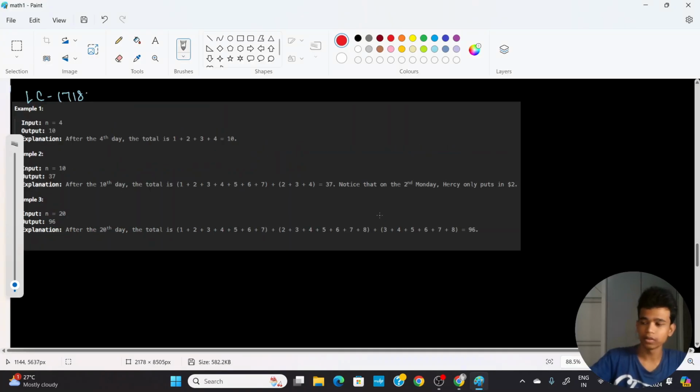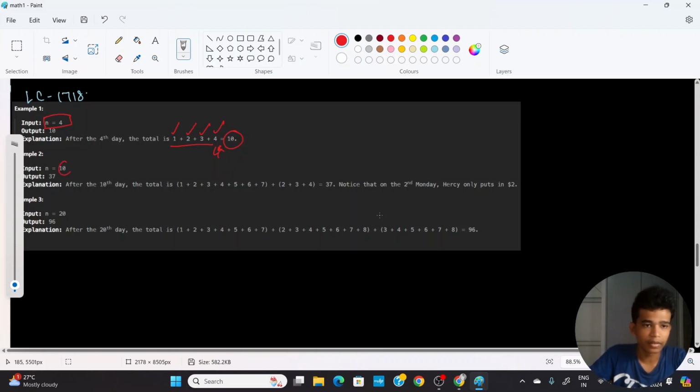Let us take the example so it is more clear. First of all, n is equal to 4. What is the condition they have given? Initially, it will be Monday. At Monday, at the start, it will be $1. Then he will put one more dollar than the previous day, so it is 2, then 3, then 4. So what is the total? It is 10. Only 4 days, right? So the fourth day, it will be a total of 10.